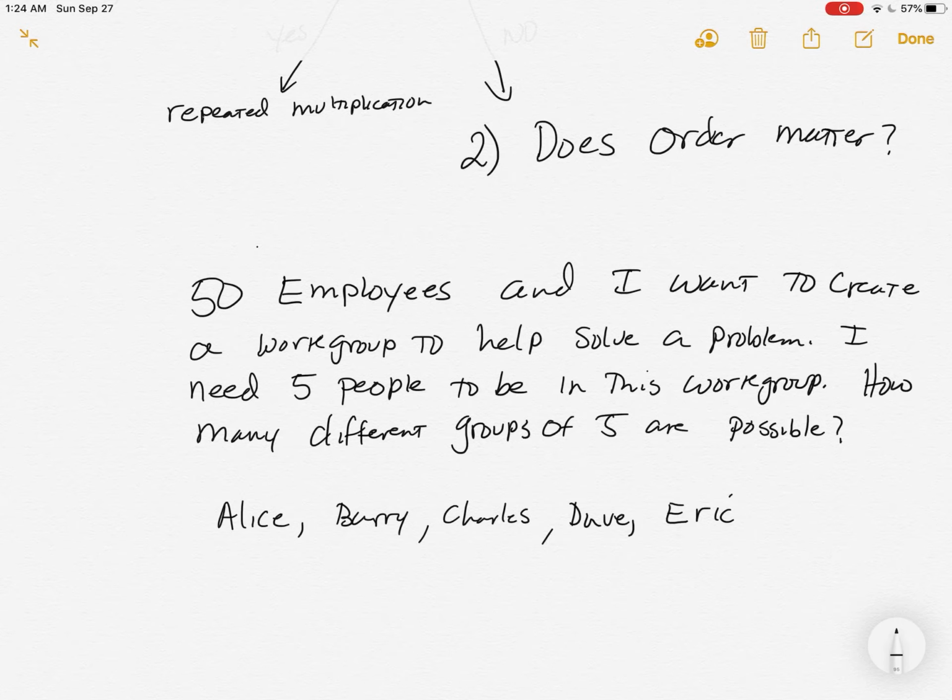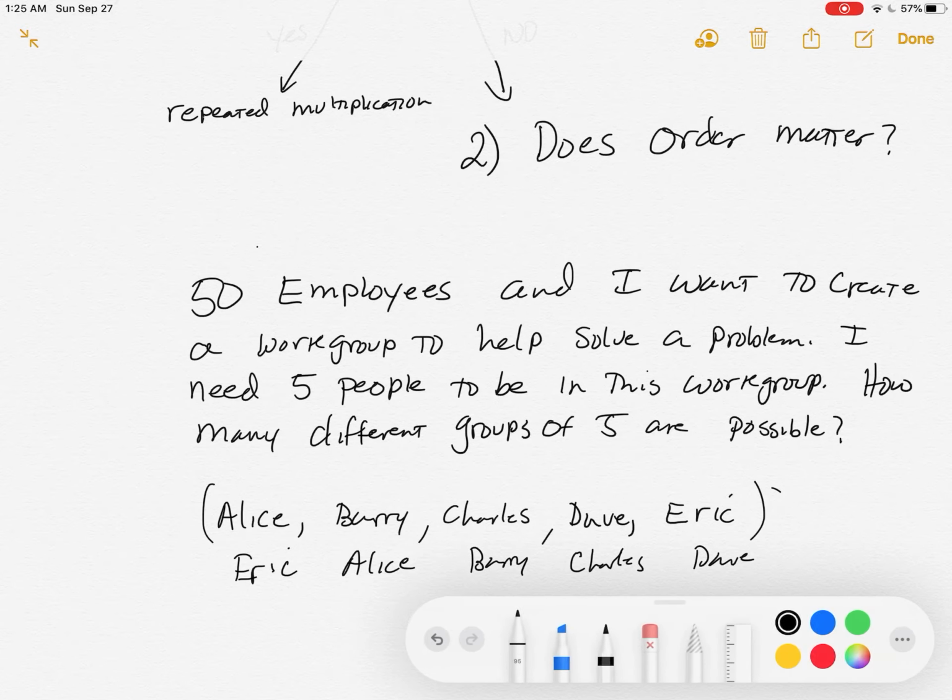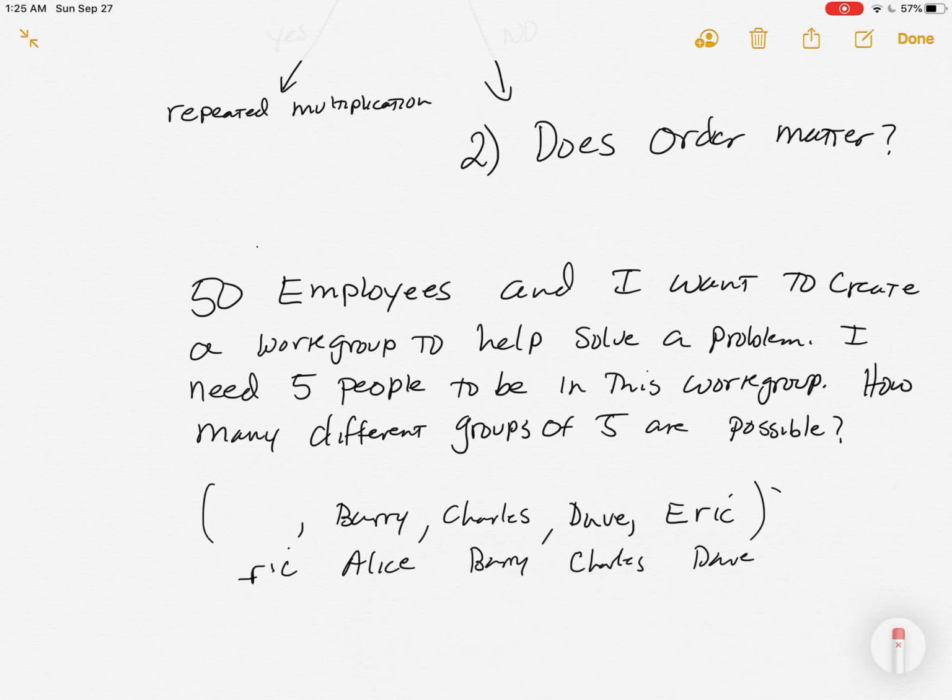Those are 5 individuals. If these people are on my work group, would it matter which order I picked them? Would it make a difference if Eric was picked first, and Alice was picked second, and Barry was picked third, and let's see, Charles and Dave? Would that make a difference on who's on my work group? Absolutely not. So in this case, order does not matter.